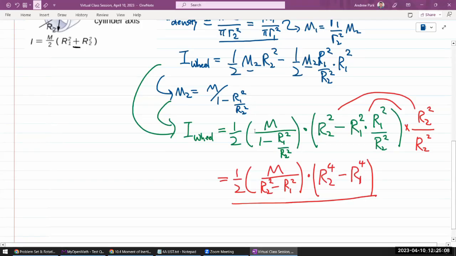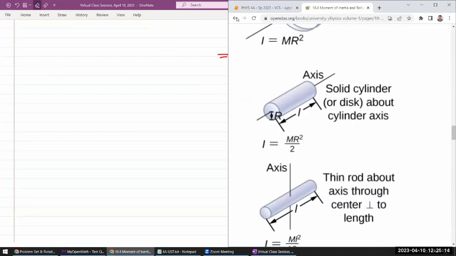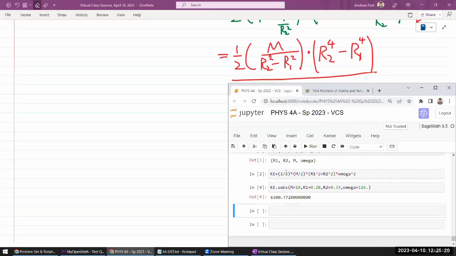This is your expression for rotational inertia, and we can see how the overall answer works out with this expression. Let's just make sure that numerically this is correct. So my rotational kinetic energy will be the value of the rotational inertia here, which will be everything here. So let's say 1/2 times mass divided by r2 squared minus r1 squared, times r2 to the fourth power minus r1 to the fourth power. That's all over rotational inertia.